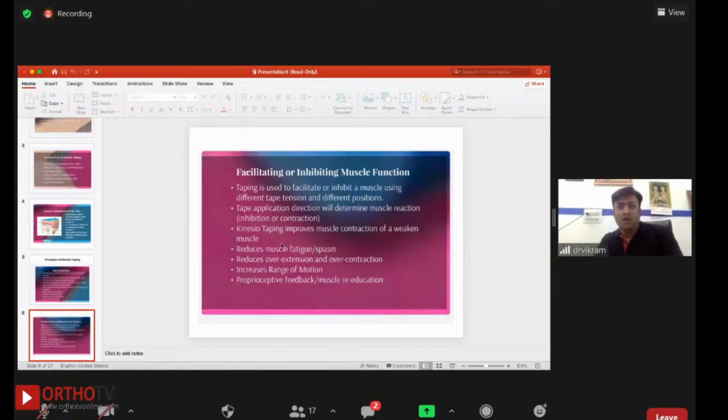And when we want proprioceptive feedback, for example, when we are training paralytic patients, we put proprioceptive taping for proprioceptive feedback and muscle re-education.